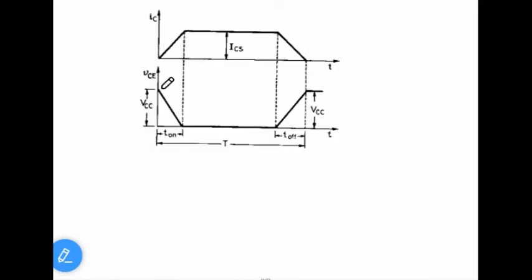Now here the current is rising, here the voltage is falling. Therefore, if you write the expression, this is an equation of a straight line passing through the origin. Therefore, it is in the form of y equal to mx. If you write the expression for IC, y equal to mx, mx means what? Slope. When time changes from 0 to t on, current changes from 0 to ICS. Therefore, the slope is ICS by t on.